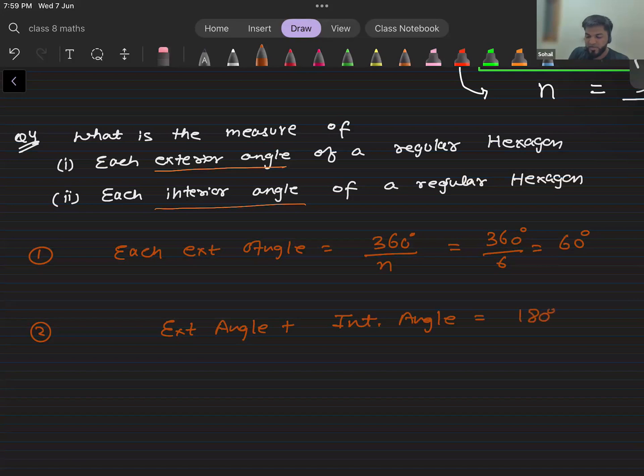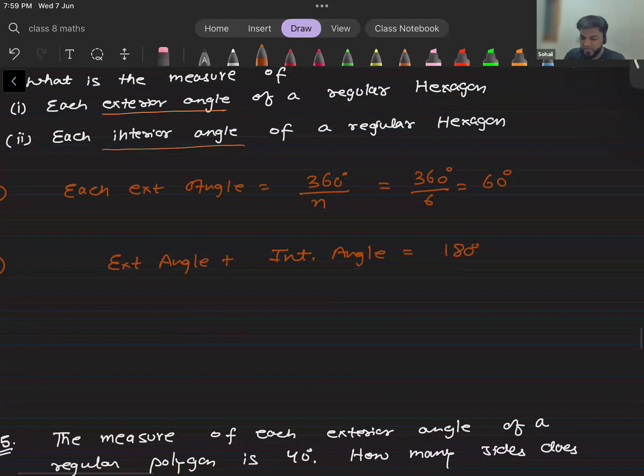Look, as we already know, exterior angle plus interior angle gives me how much? 180 degree, right? Yes. Okay. I will draw the figure as well, so it becomes much more convenient for you guys. 1, 2, 3, 4, 5, and 6. This is the required figure.